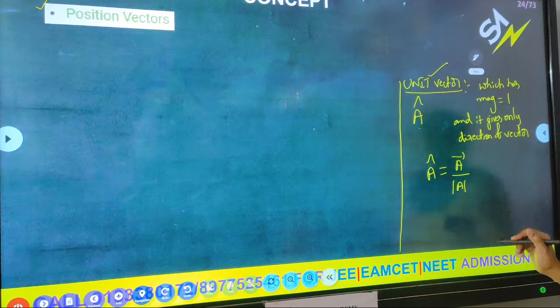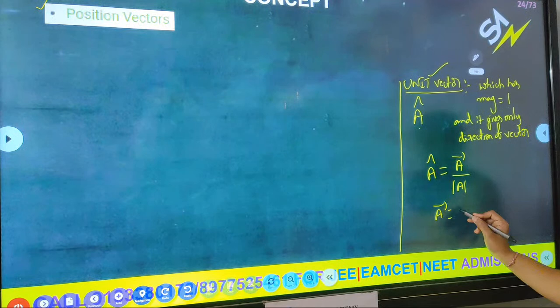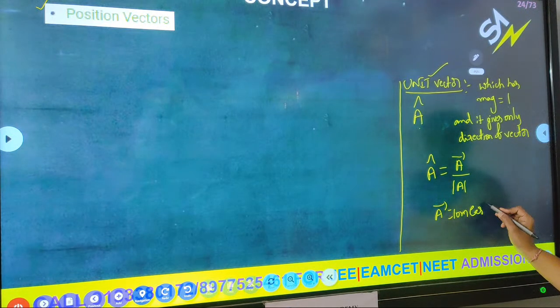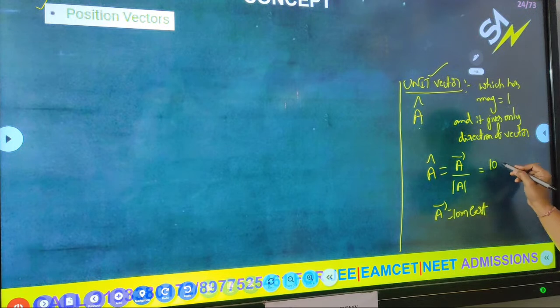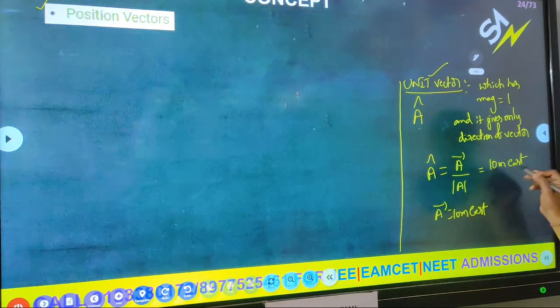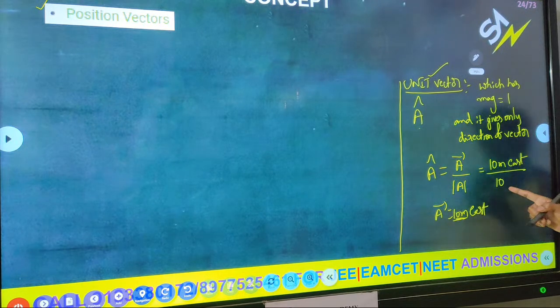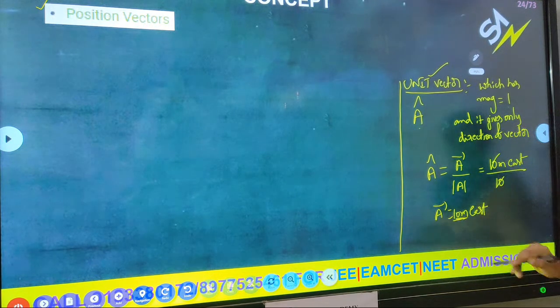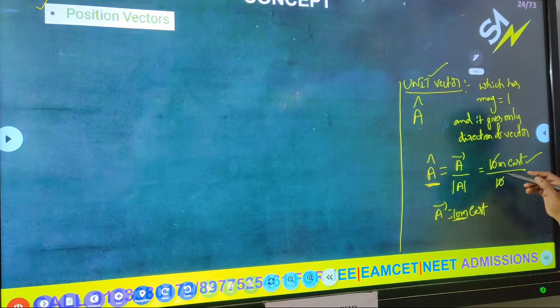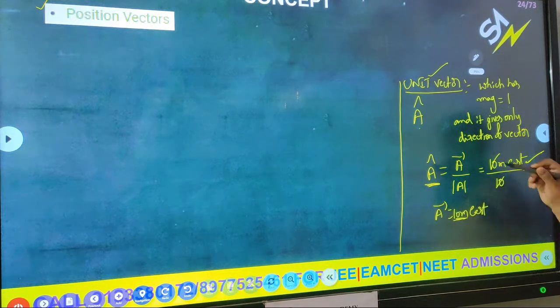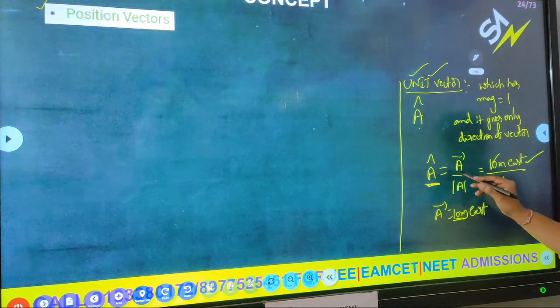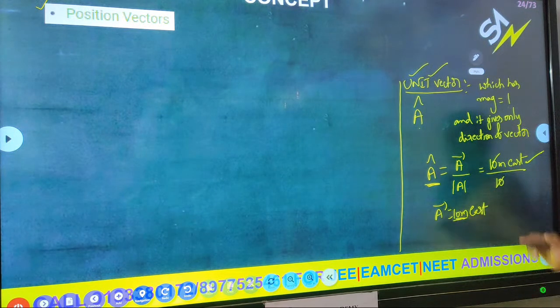the magnitude of the vector. Let us say A bar is equal to 10 meters east. So we can write vector A bar, 10 meters east, divided by the length of the vector, which we take as the magnitude. Here the length is 10 meters, so the magnitude of the vector is 10 meters. It cancels. So the unit vector represents only direction. In this example, it is in the east direction. So a unit vector is the vector divided by the magnitude of the vector. Its magnitude is always equal to 1.